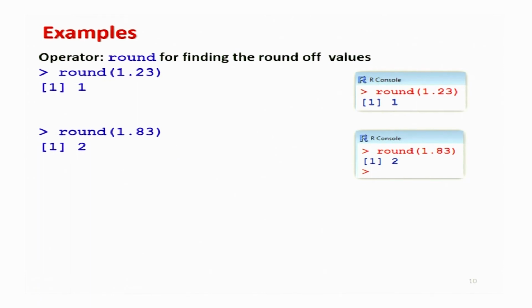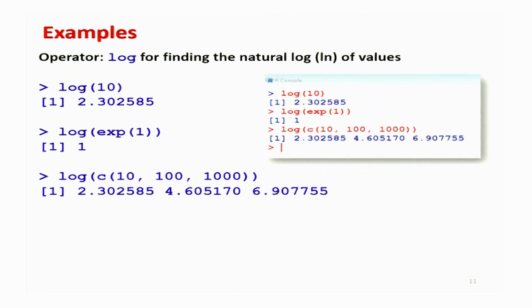And similarly, if you want to find out the round off value of 1.23, so we know that in case the number is more than 1.5, then it is rounded off to 2, otherwise it is rounded off to 1. For example, here it is 1.23, which is less than 1.5, so it will be rounded off to 1, but if I try to take here 1.83, which is more than 1.5, it will be rounded off to 2. So, you can see here these operations are very simple and very easy to use.